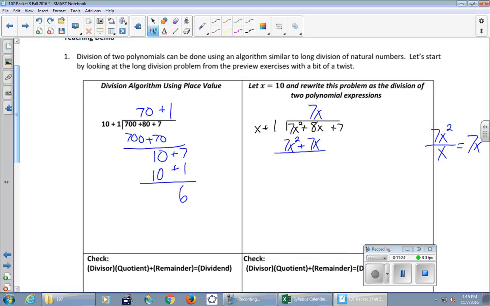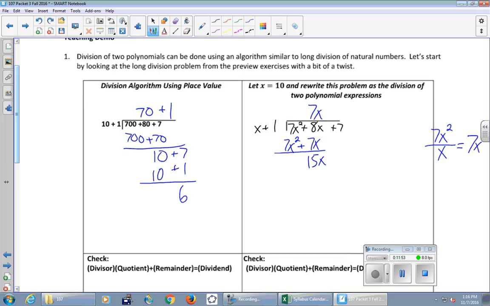And over here, what happens with the 7x squareds? They cancel. And if you didn't do it right, it wouldn't have canceled. If you put anything over there on top except 7x, you'd have x squareds left over. And that's a big warning flag. Hey, this did not work. Go back. Okay, so the x squareds cancel. 8x and 7x is 15x. Is that right? It's 1x.